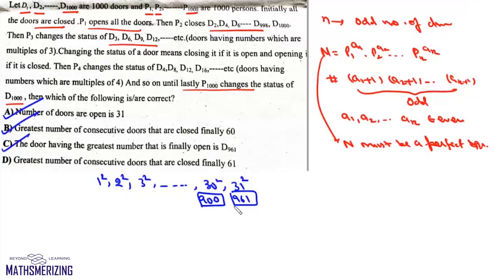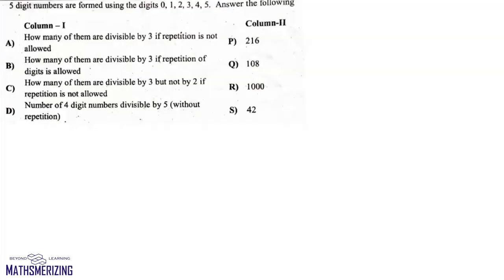And D: the greatest number of consecutive doors that are finally closed is 61. No, this is not 61, it is 60. So this option D is incorrect. So the correct options are A, B and C.